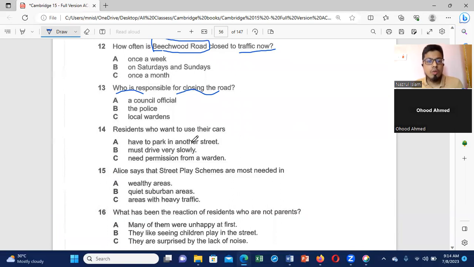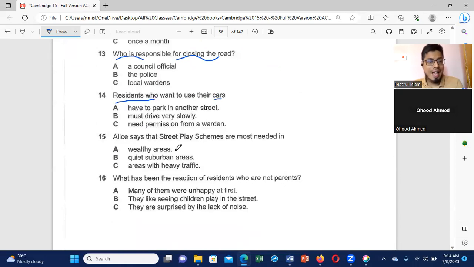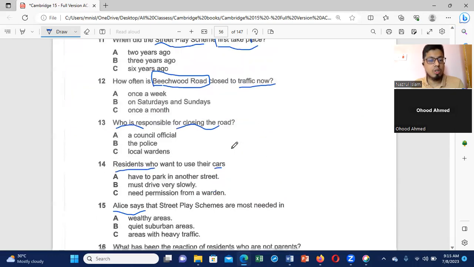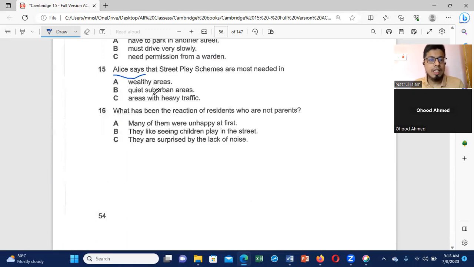Residents who want to use their cars. They're talking about the residents who want to use their cars. Later we'll go to the options. Alice says that street play schemes are most needed in where? Alice, it means it is part two and we will get a dialogue. We know that in part two we get a dialogue. So two individuals are talking here.